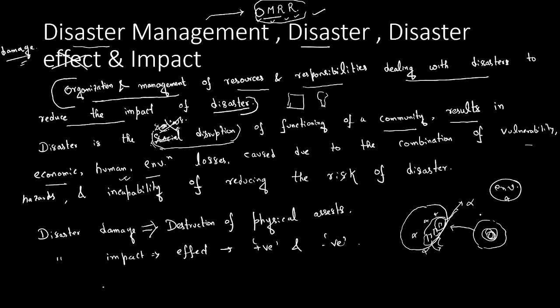Why does this happen? This happens due to a combination of hazards, incapability and vulnerability, and the incapability of reducing the risk of the disaster. So there are 3 sentences in this one sentence, I must say. Okay. I hope the concept is clear to you.